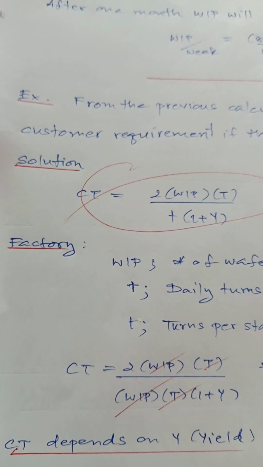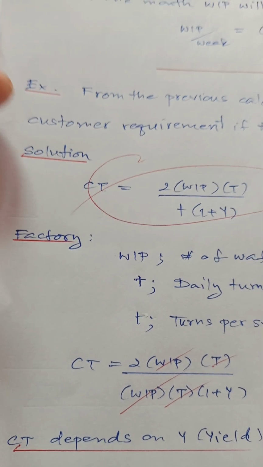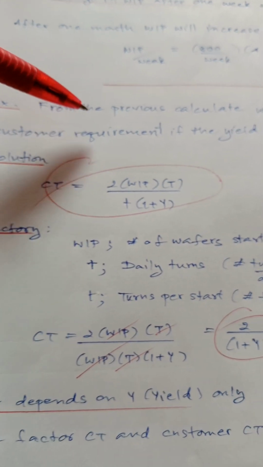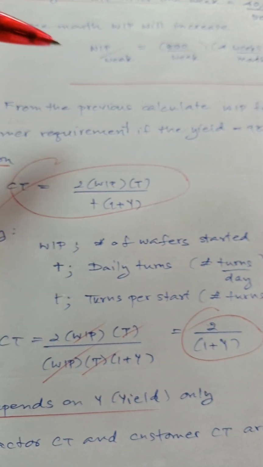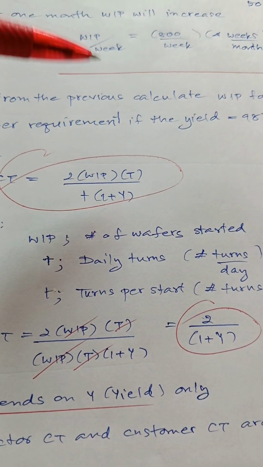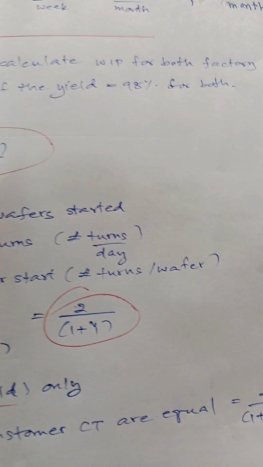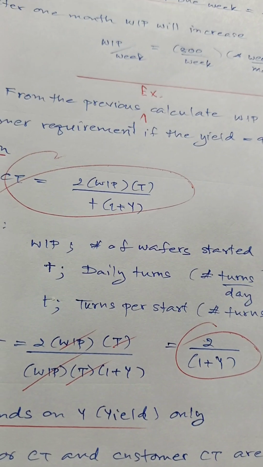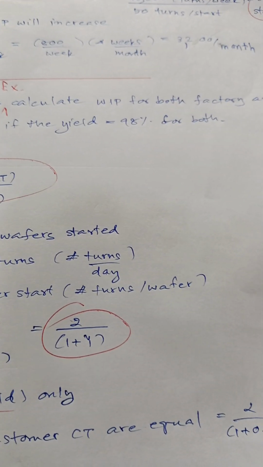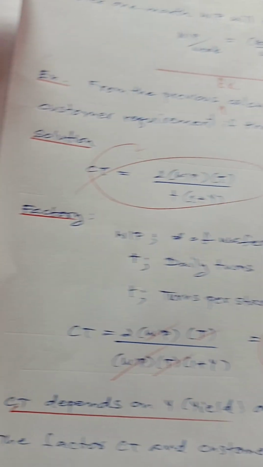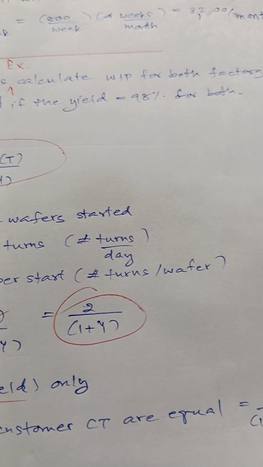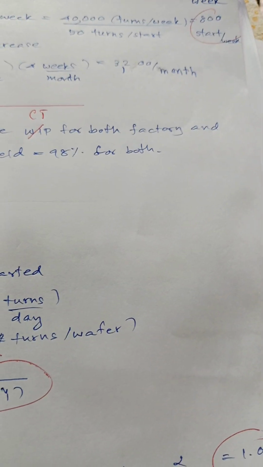Now the last one before I wrap up this lecture note for this series. From the previous example, sorry, let me see here, EX. Calculate CT for both factory and customer requirement if the yield equals 98% for both. Sorry, not WIP, CT. My mistake again.